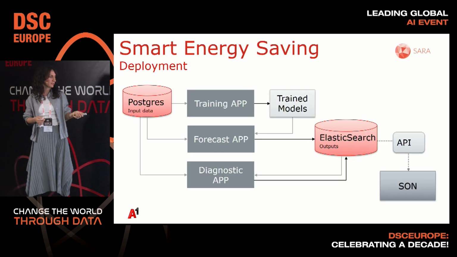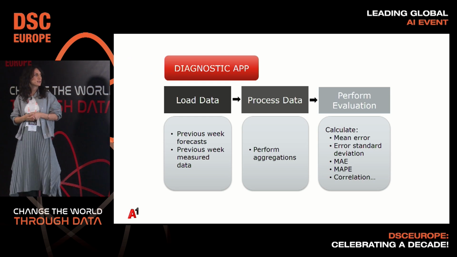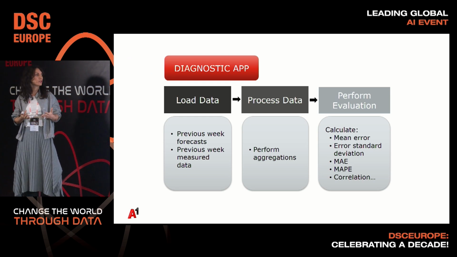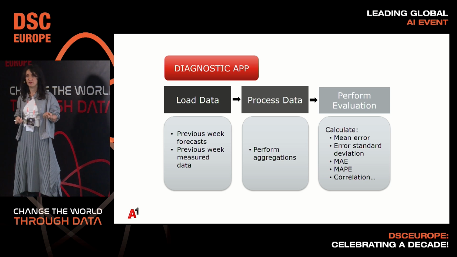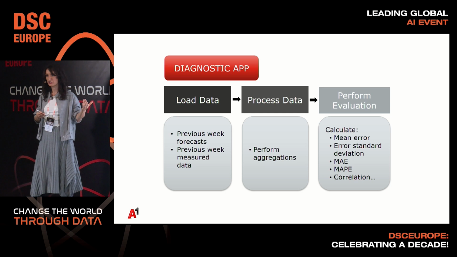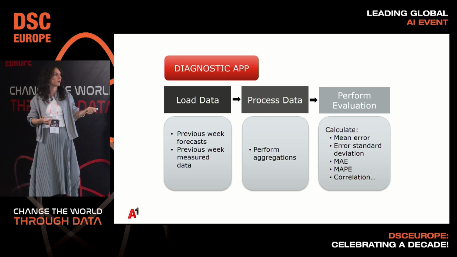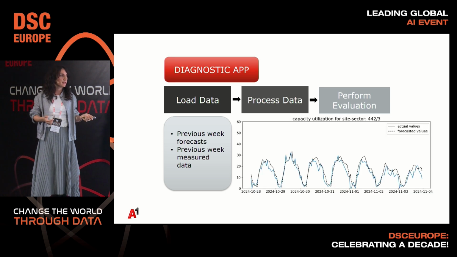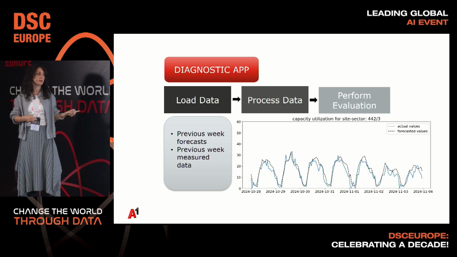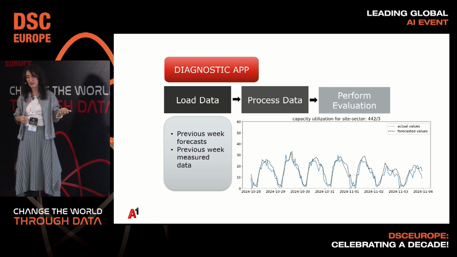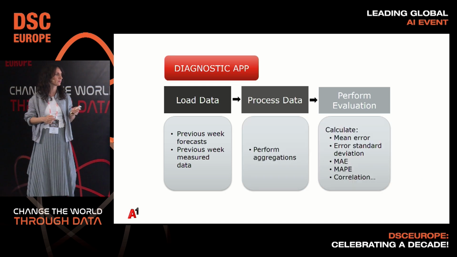And finally, the diagnostic app. The diagnostic app also runs once a week in order to evaluate the predictive capabilities of the model. So it loads forecasted results for the previous 7 days. It also loads actual values on the level of cell. After that, it performs aggregation in order to have the values on the site sector level and to be able to perform evaluation. And after that, it performs evaluation by comparing forecasted values with the actual values on the level of each site sector and also on the level of the whole network.